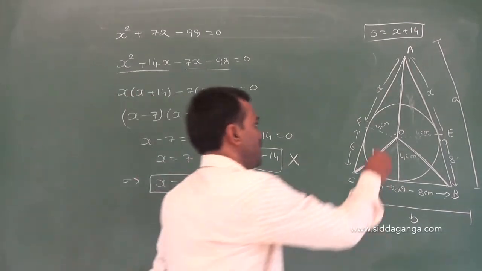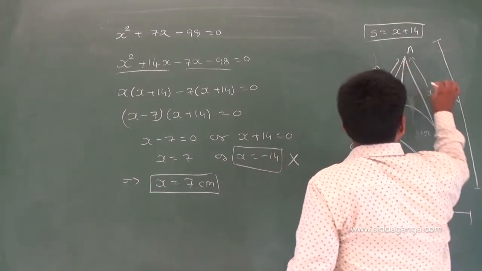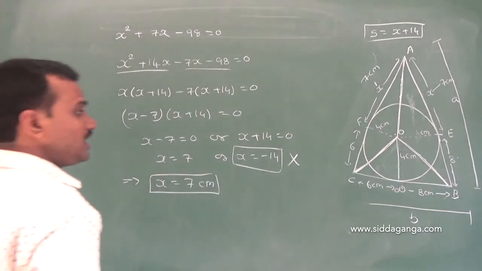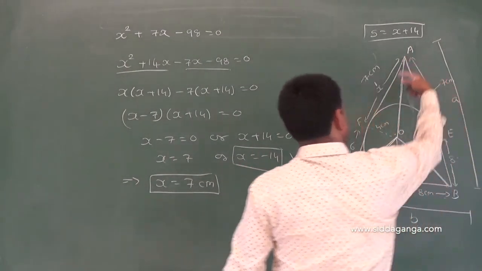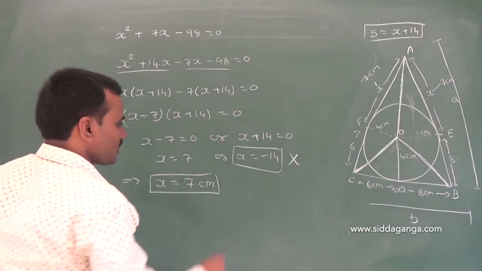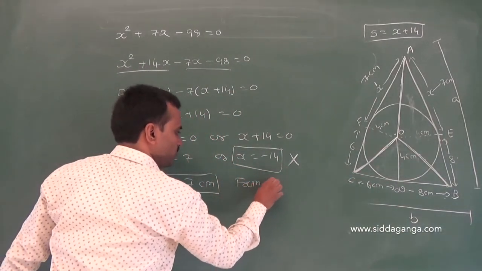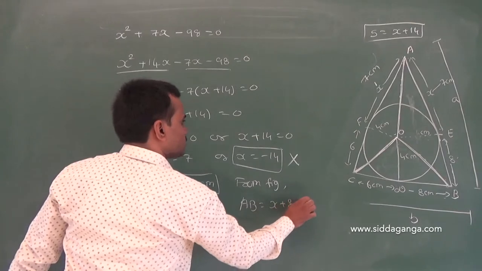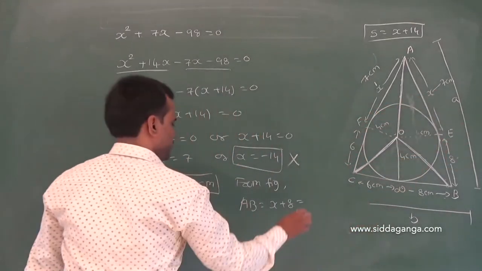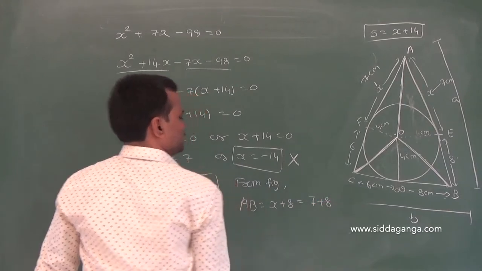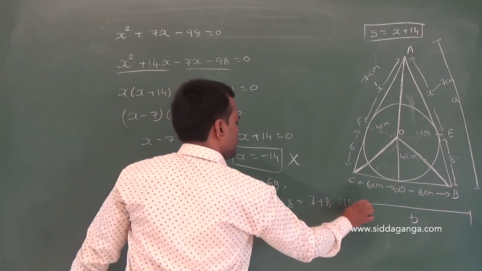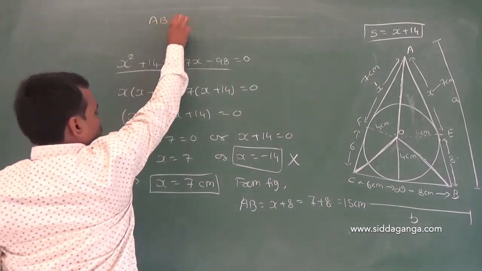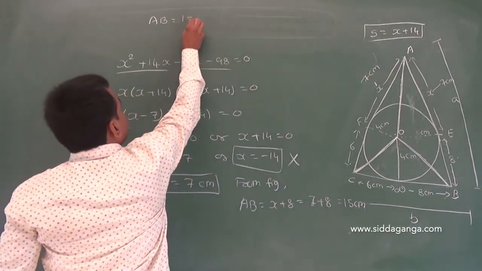Up to this, we found the value of x, 7 centimeter. But what he asked is the length of AB and AC. From the figure, AB is x plus 8. AB is equal to what? x plus 8, 7 plus 8. 7 plus 8 is how much? 15 centimeter. So AB is equal to 7 plus 8, 15 centimeter.